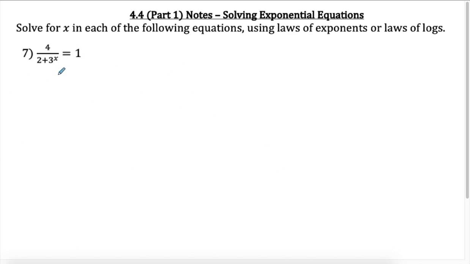All right. Now, in this situation, all I would need to do is multiply both sides by the denominator. So if I multiply both sides by 2 plus 3 to the x, those factors are going to cancel out over here, and we'll just be left with 4 equals 1 times this. So that would just be 2 plus 3 to the x. Now, we're just solving like we did in the first few problems. I want to get the exponential by itself. So I would subtract the 2 over. We'll get 2 equals 3 to the x.